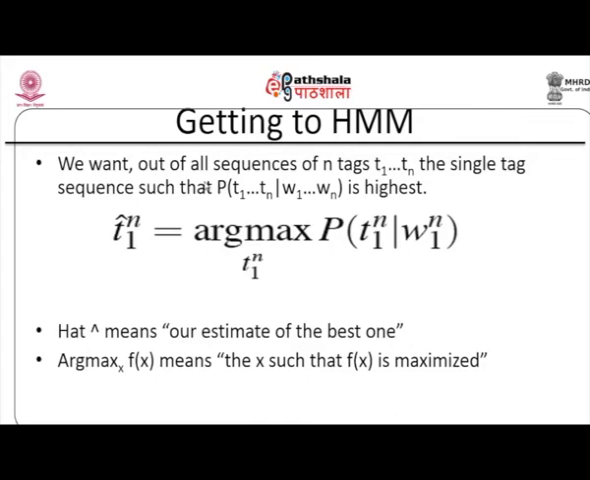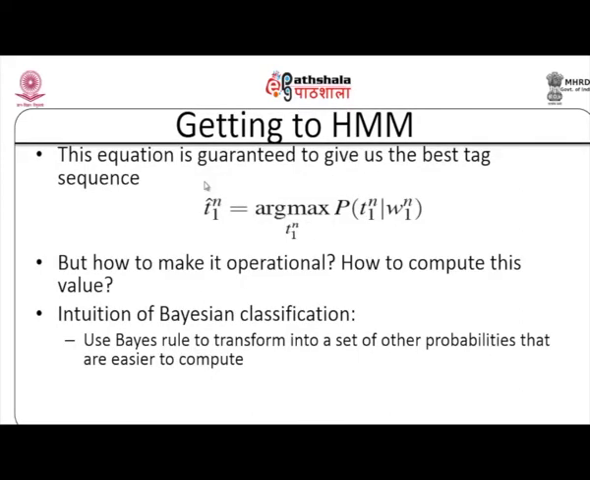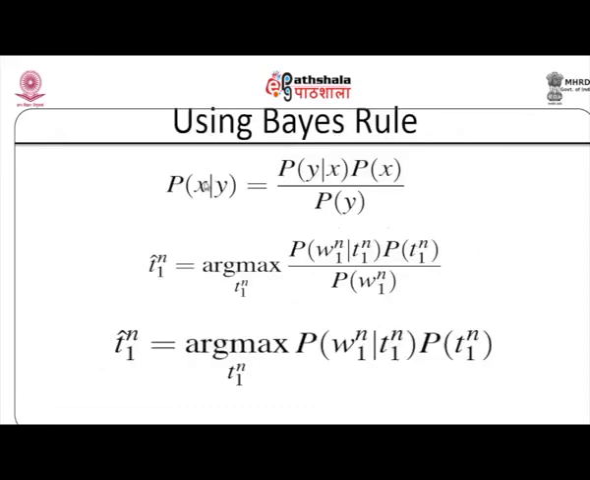The hat here means that we have chosen the sequence that we have estimated to be the best one, and the argmax says to choose an x such that the function or the probability is maximized. So, this equation is guaranteed to give us the best tag sequence, but how do we make it operational? How do we compute this value? So, the intuition of Bayes classification again. We are just bringing that part here. You use Bayes rule to transform it into a set of other probabilities that are easier to compute. So, what you do here is, this is an argmax.